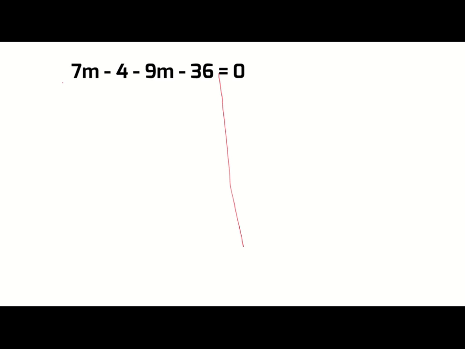I have 7m and I have negative 9m. These two terms would be considered like terms because both of them have the variable m. So when I combine these, I'm just going to combine the coefficients. 7m minus 9m, 7 minus 9 is negative 2, and then we just keep the variable with it.